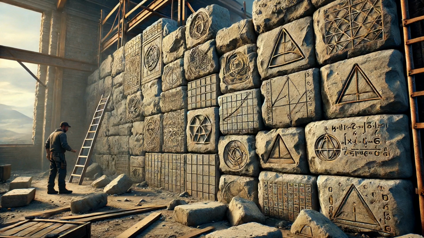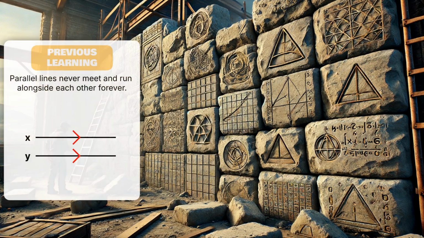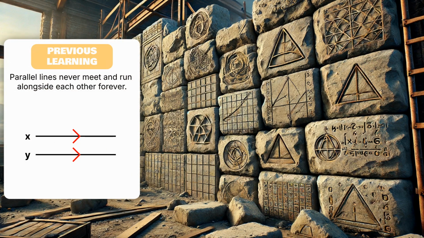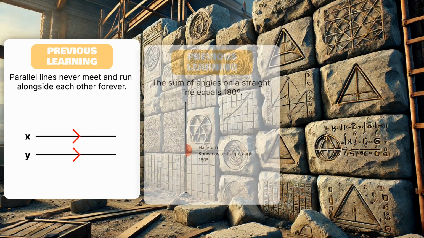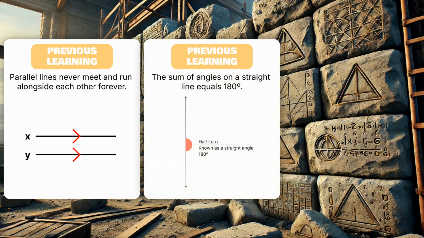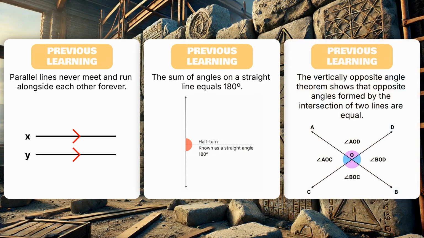So how does this lesson build on what we have learned so far? Well, we've built a solid understanding of some key ideas. First, that parallel lines never meet and run alongside each other forever. Second, that the sum of angles on a straight line always equals 180 degrees. And third, the vertically opposite angle theorem, which shows how opposite angles formed by the intersection of 2 lines are equal. With this strong foundation, we can now dive deeper into the theorems related to parallel lines.